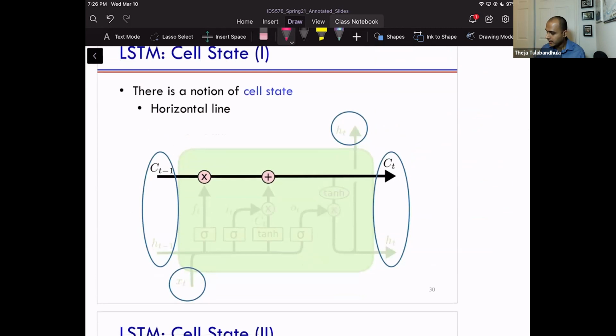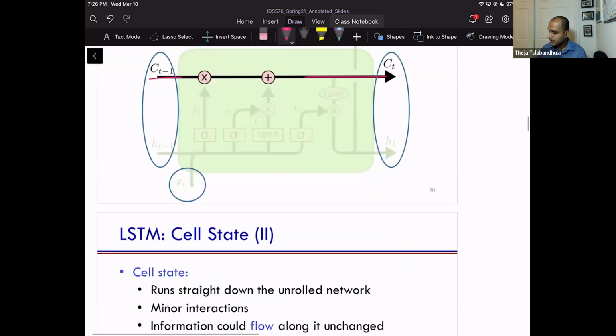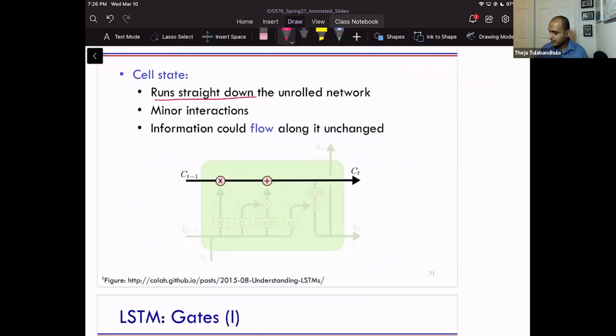As I said, this is just a vector. It runs straight through the unrolled network, with a couple of interactions, 2 interactions. The interpretation is that the cell state is the missing vector which is able to transfer information. When I say information, think of just vectors, numbers. Numbers which appeared a long time ago can be transferred all the way to, let's say, 10 steps later. Of course, there are some intermediate transformations happening.